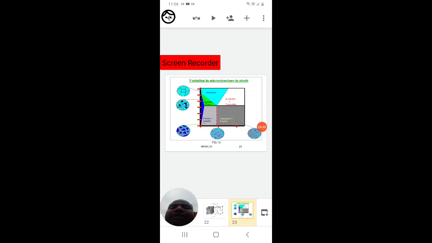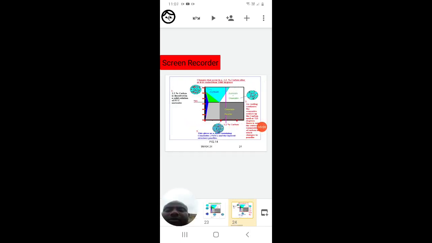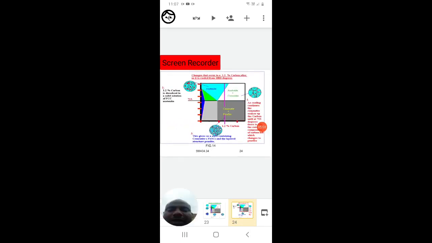So how do these components occur? These are all seen in our phase diagram or equilibrium diagram. First we'll see austenite. We will see the different types of structure. 1.2% of carbon is dissolved in a solid solution of FCC structure, which is austenite.